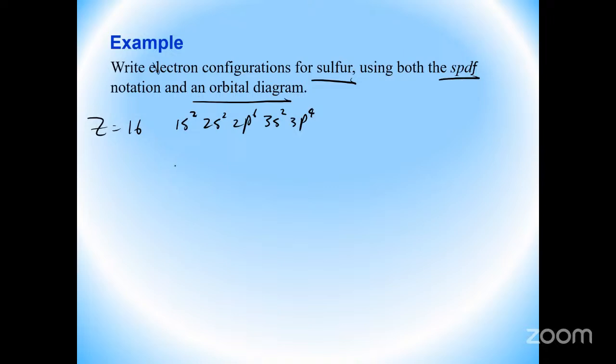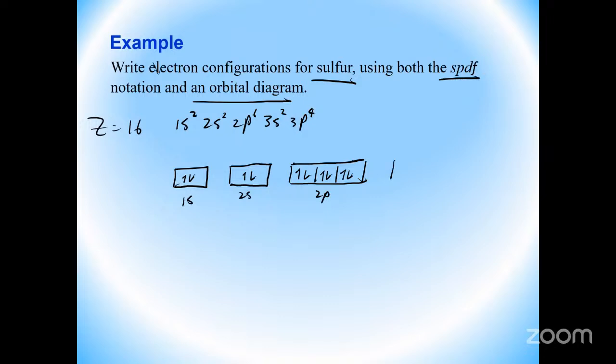Now, in terms of the orbital diagram, it's going to look like this. The 1s will have 2 electrons spinning in opposite directions. The 2s will have 2 electrons spinning in opposite directions. Then you're going to have the 2p's, and there are 3 of them. One, 2, 3, then 4, 5, 6, right? So that's 2p. And then 3s, there's only 1 of them, and of course, 2 electrons will go there.